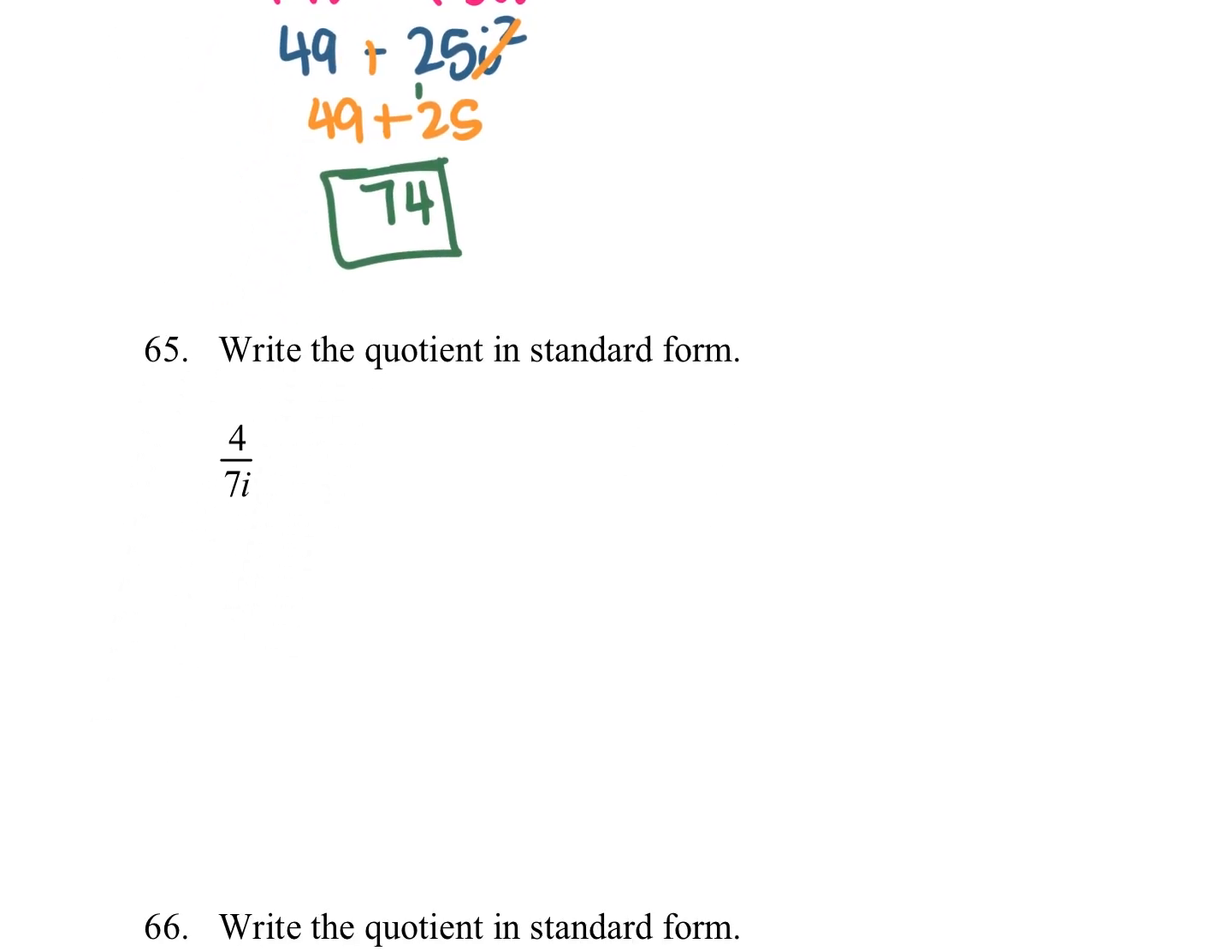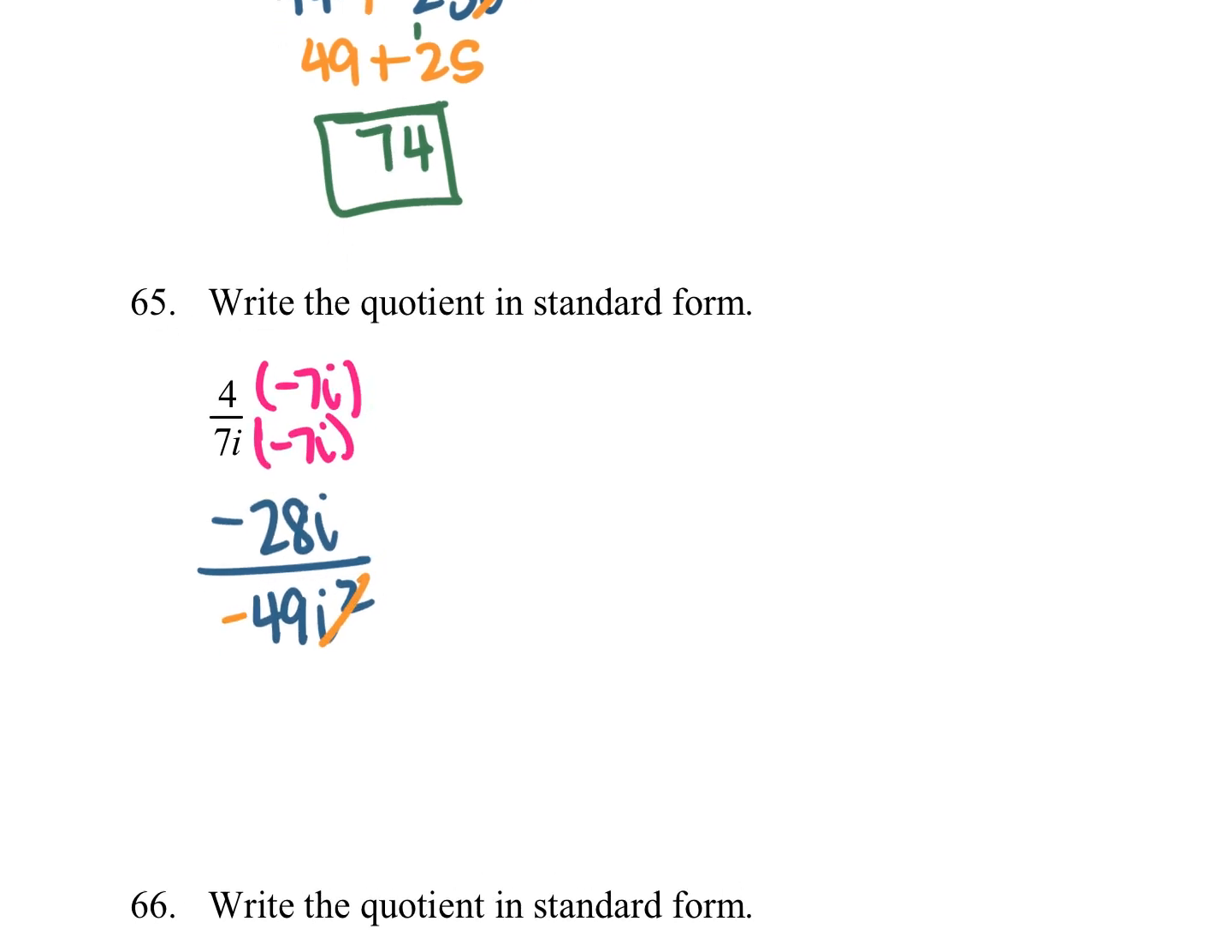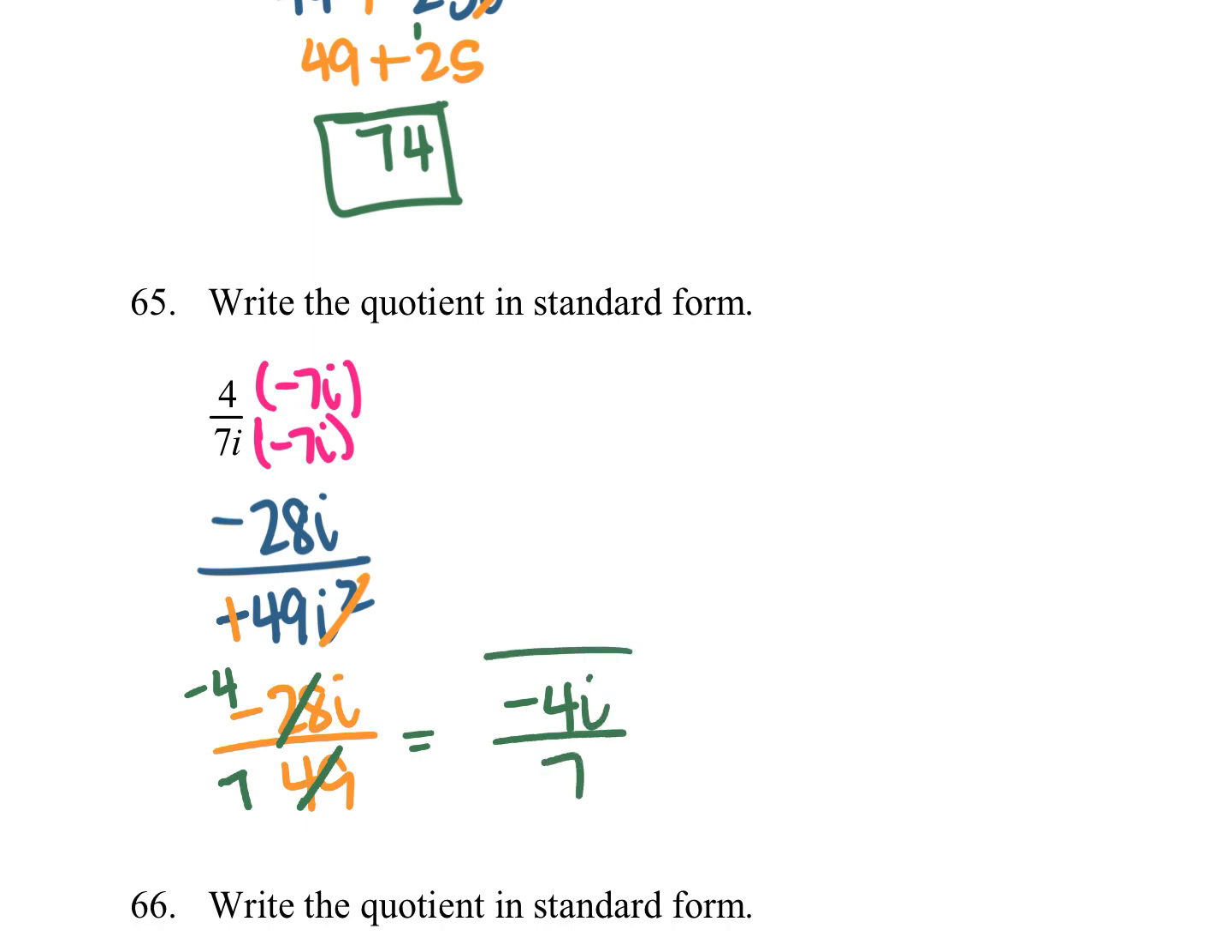For number 65, you're writing the quotient in standard form. You have 4 over 7i. We're going to change that to negative 7i and multiply it by top and bottom. So that gives us negative 28i over 49i squared. Again, that i squared changes the sign on the 49. So it was already negative, so we're going to change it into a positive. So that's going to give us negative 28i over positive 49. Your negative 28 and your 49 are both divisible by 7. So it's going to turn into a negative 4 and a 7. So that is negative 4i all over 7.